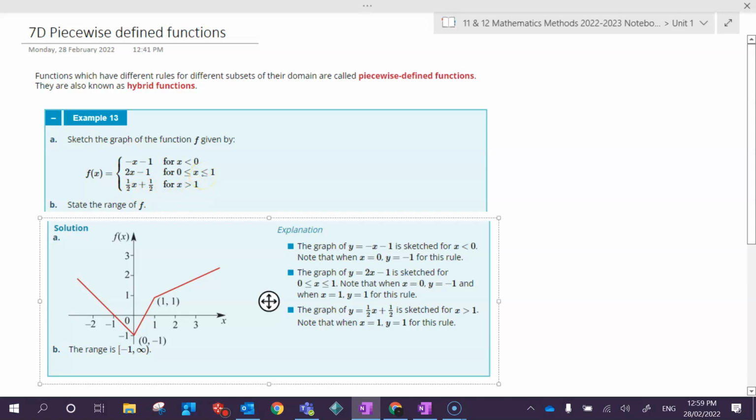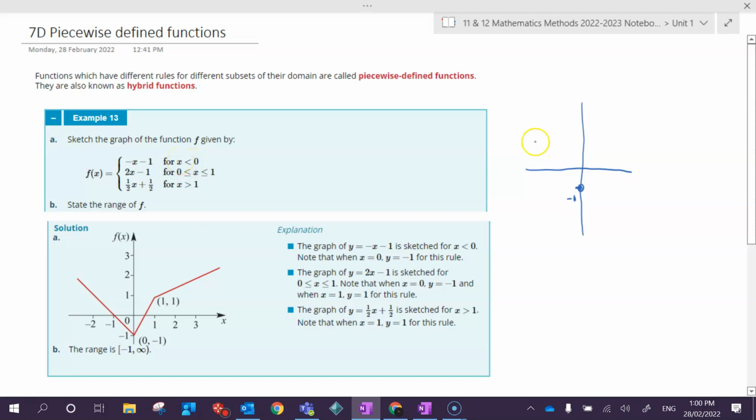To sketch that, all you have to really do is sketch a straight line and just stop it in the appropriate areas. So for the first bit, negative x minus 1, I've got a gradient of negative 1 and a y-intercept of negative 1. So I know it's going to go all the way down to negative 1. At the moment, I'll have an open circle there because it's not equal to 0 at that point. It's only less than 0.